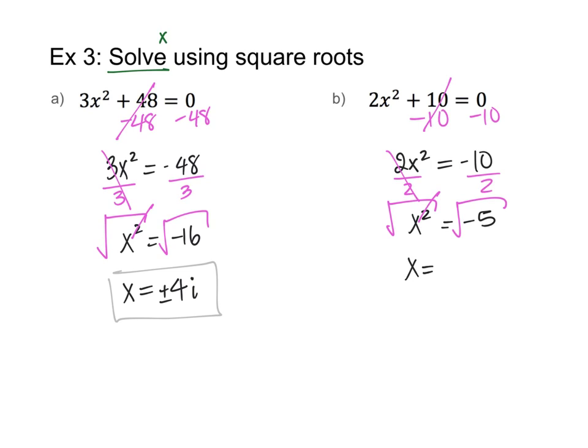The square root of 5 is not a nice square. So what I have to do is just keep the 5 under the root. But because it's a negative, it's still going to need an i. And because you took a square root, it's still going to need a plus and minus sign in front. And so there we have it. We have our solution. So x is equal to plus and minus the square root of 5 i.